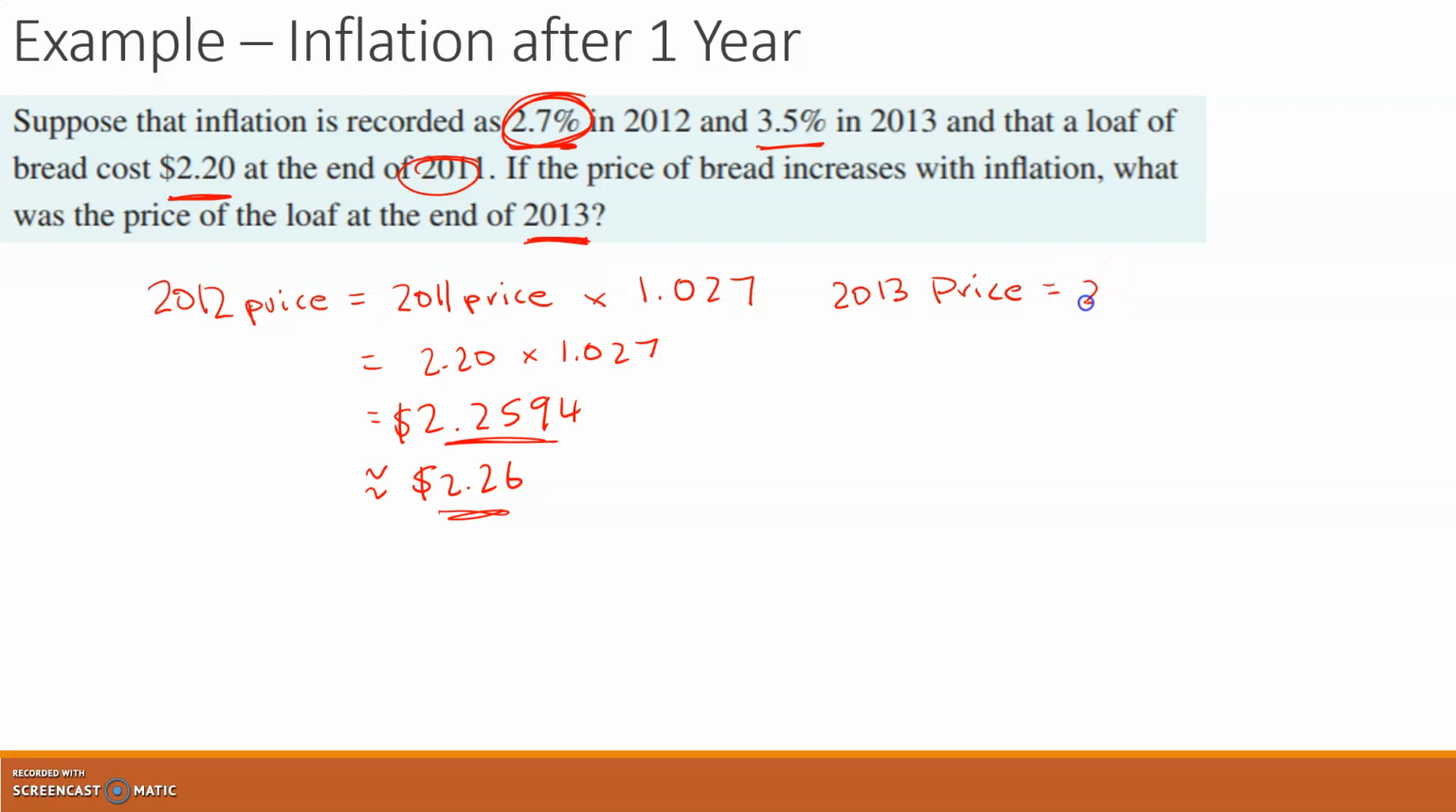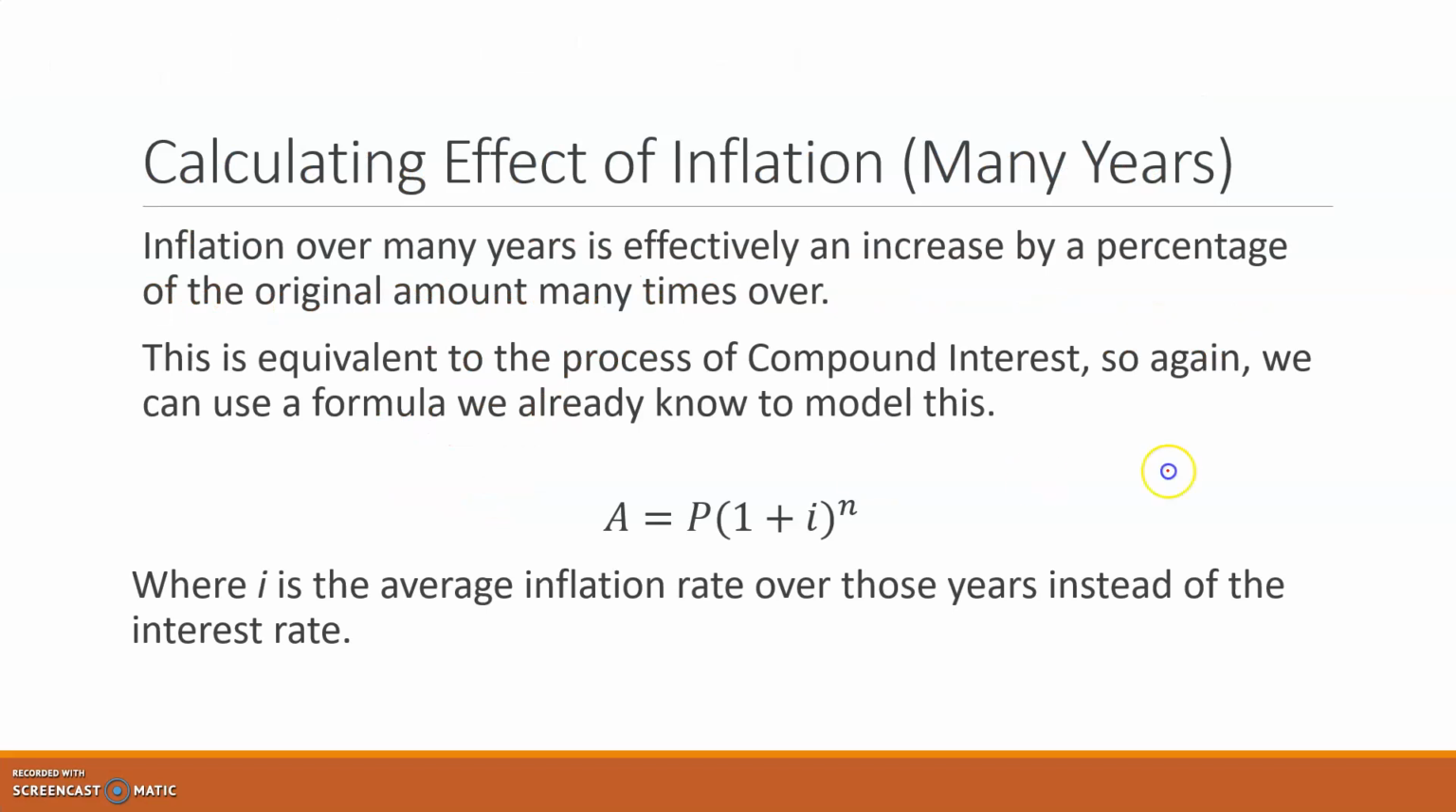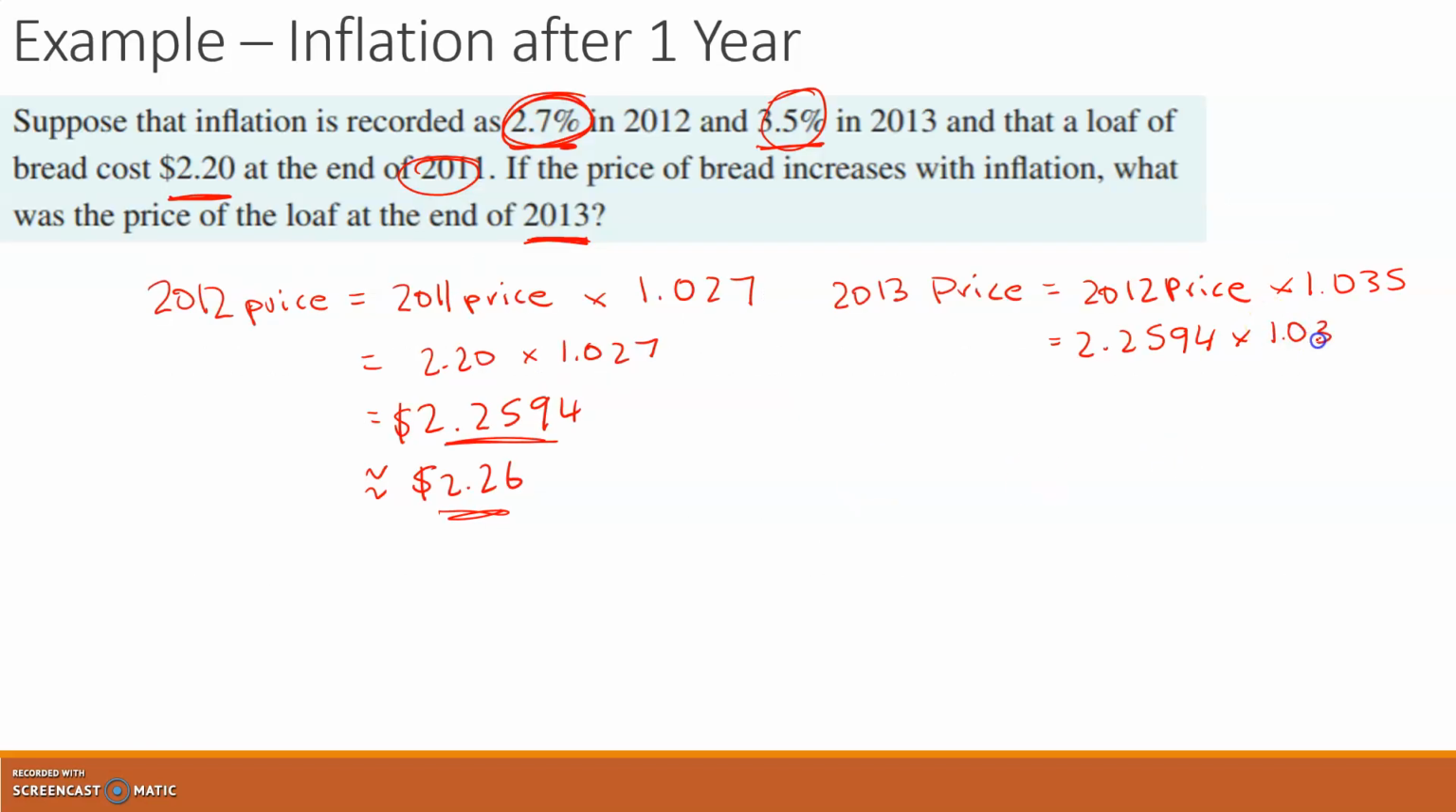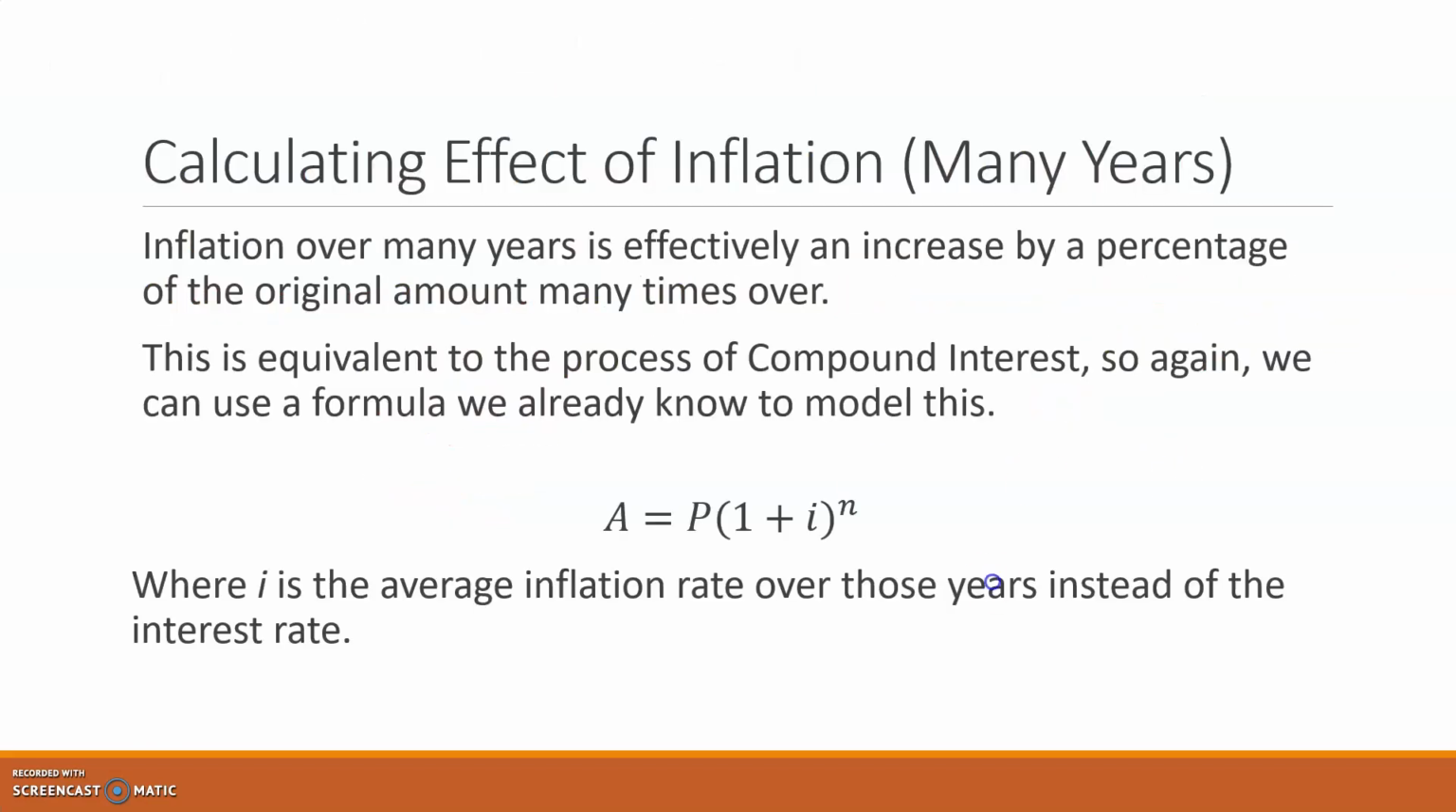is equal to 2012 price. And then I inflate it by the inflation rate in 2013, which we saw was 3.5%. So what I'm multiplying by is 1.035. So the 2012 price to exact decimals was 2.2594. And I multiply that now by 1.035. So let's take a look at our calculator.